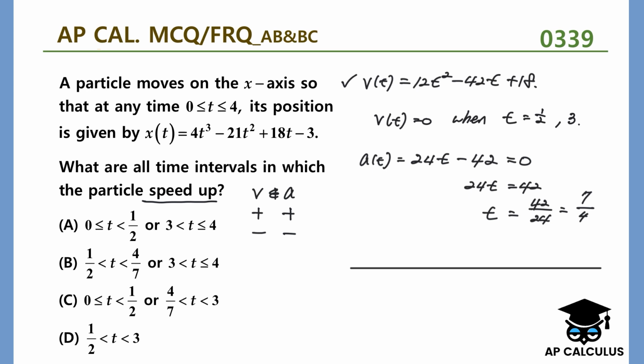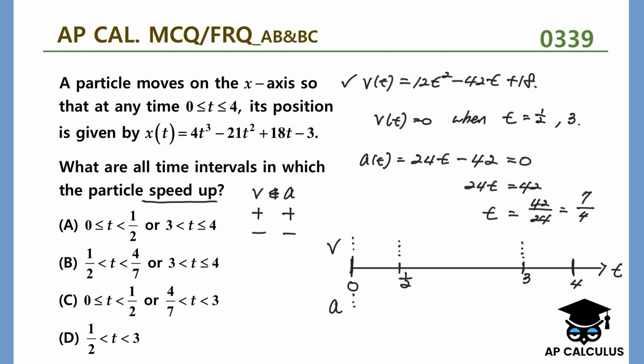Okay. This is time. The interval was from 0 to 4. So here's the 0. Let's say here is 4. Up here, we're going to test the sign of velocity. Down here, we're going to test the sign of acceleration. Velocity is equal to 0 when t is equal to 1/2. Let's say here is 1/2. And 3. Let's say here is a 3.